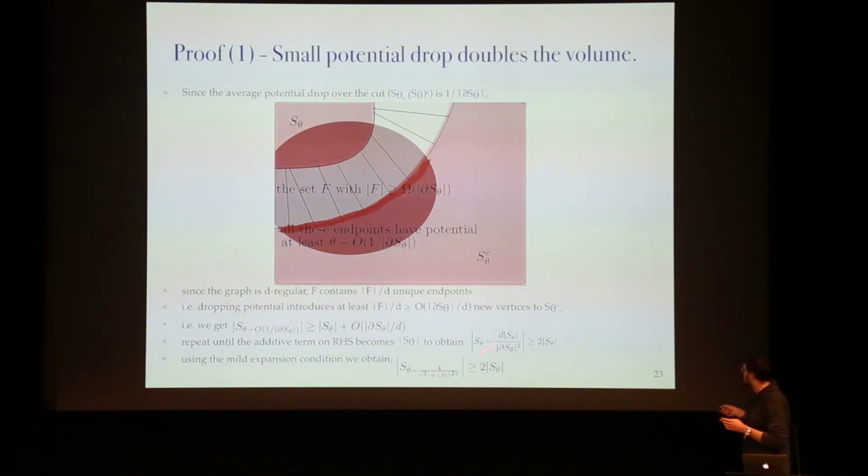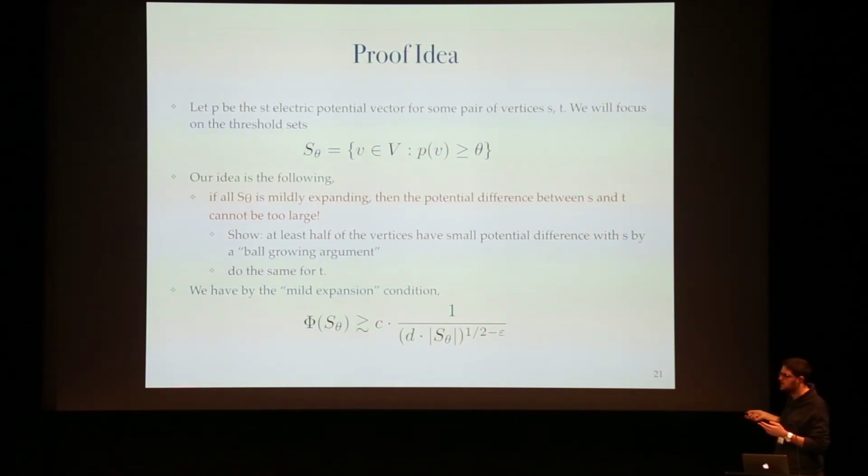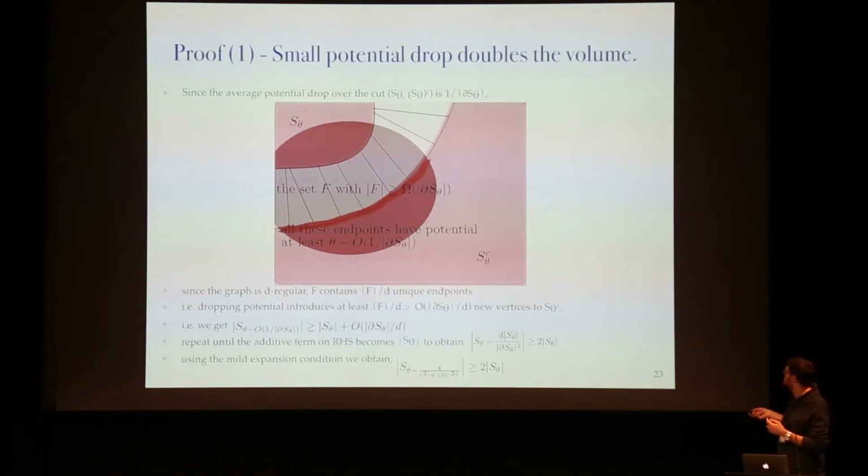this is misaligned, but whatever. If I just drop the potential from theta to theta minus d times the size of the set over the size of the cut squared, I'm going to double the size of the set. And what I'm doing here is that I'm assuming this mild expansion condition. And that's going to show me that the larger the set is, the smaller is the amount I have to drop the potential to double the volume.